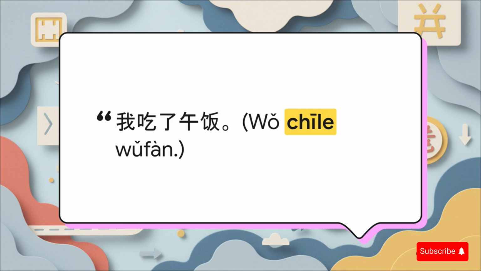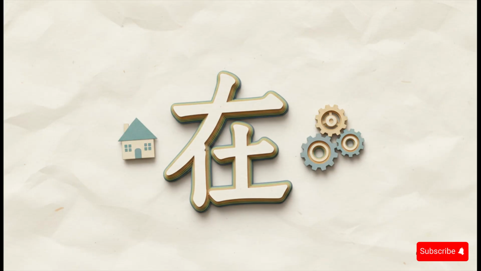This example shows that first function perfectly. The sentence is 我吃了午饭. See how le comes right after the verb 吃, which means to eat? That little particle tells us that the action of eating lunch is complete. I ate lunch. It's over and done with. Okay, let's move on to our next particle.